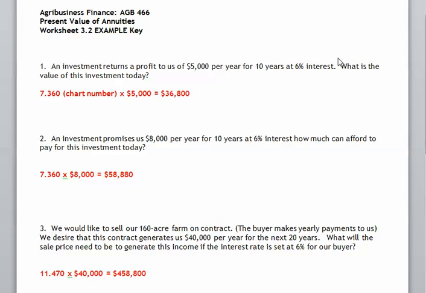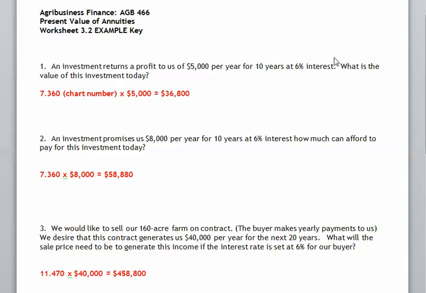Hi, today we're going to take a look at example 3.2, present value of annuities. Okay folks, first thing we need to understand is the difference between a lump sum and an annuity. In assignment 3.1, what we looked at is the future value and present value of lump sums. In other words, if we were going to collect $10,000 5 years from now, if we wanted 6% interest, what would that money be worth today?